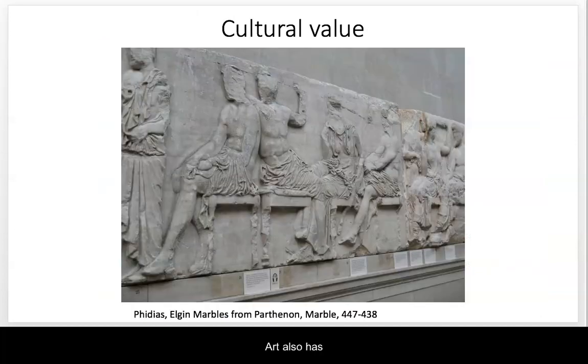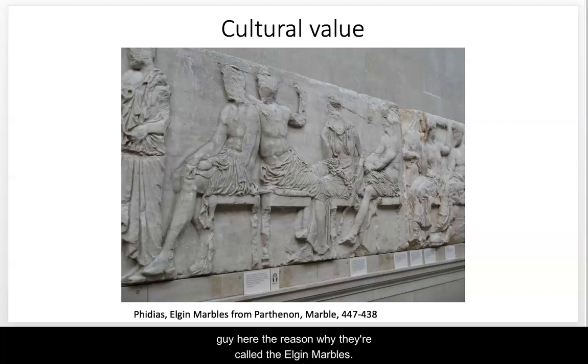Art also has a cultural value. The value to a culture who made it, okay? And then that it represents the history or past of that culture. This is an example right here. These are the Elgin Marbles from the Parthenon, but they aren't in Greece anymore. The Parthenon was in Athens. They're actually housed in the British Museum.